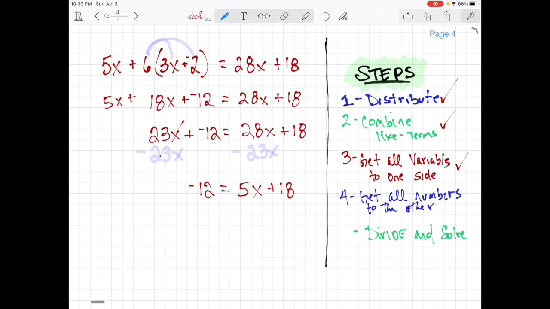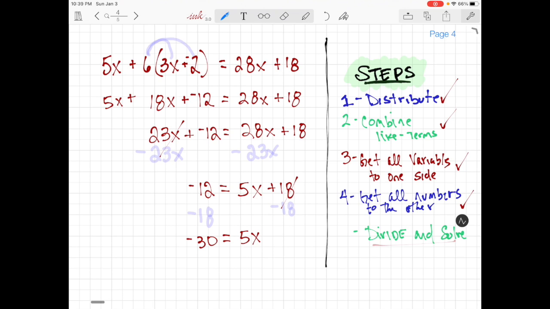So we got all the variables to one side. Now we got to move the numbers, these integers over here. So since I moved the variables over to the right side, I'm going to move the numbers to the left. So that means I'm going to subtract 18 from both sides. So 18 minus 18 cancels out, and I'm left with 5x on the right. And then negative 12 minus another 18 gives us negative 30. So I can check that one off.